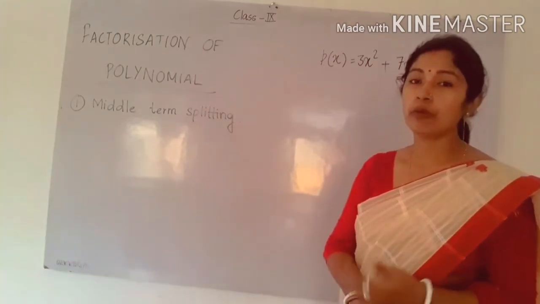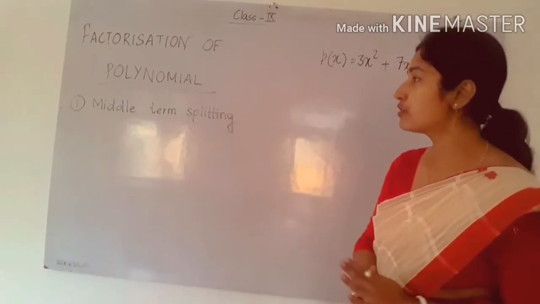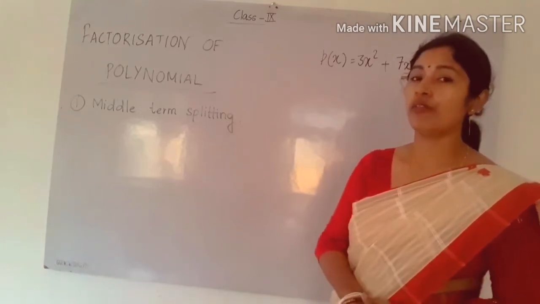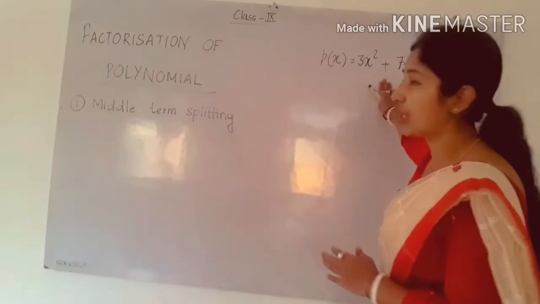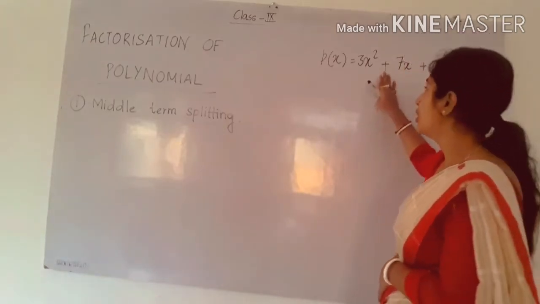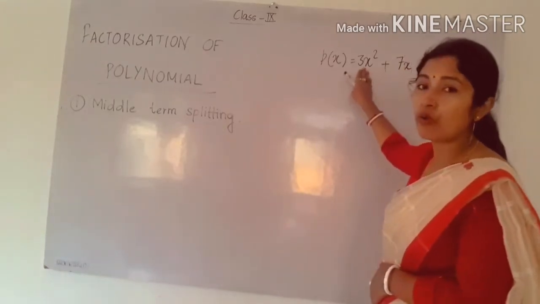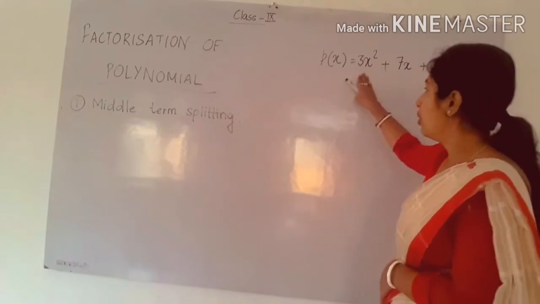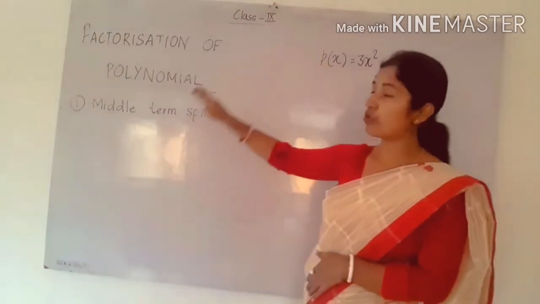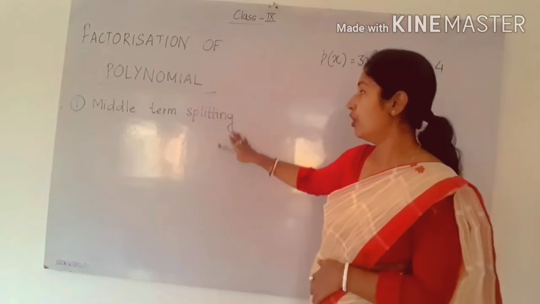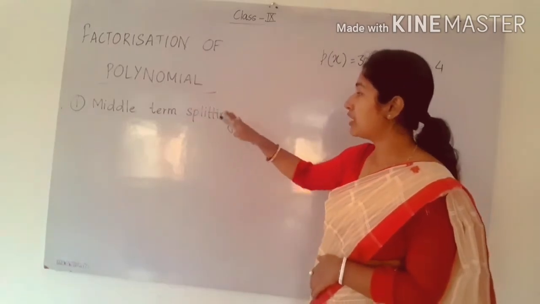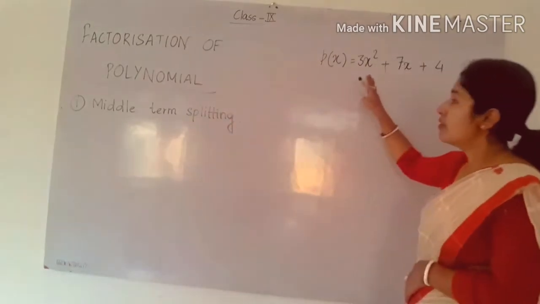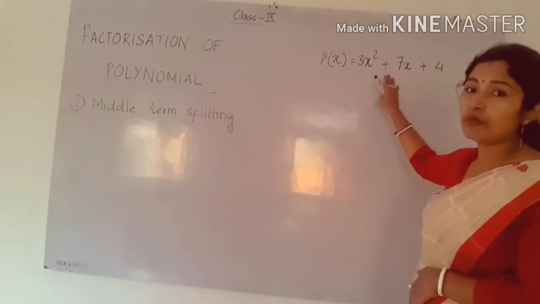So greater than 1 will be what? Quadratic polynomial. So first of all, I will discuss quadratic polynomial. I have also taken one example of a quadratic polynomial. You have to factorize this quadratic polynomial. There is a method called the middle term splitting method. So by the middle term splitting method, you have to factorize the quadratic polynomial.